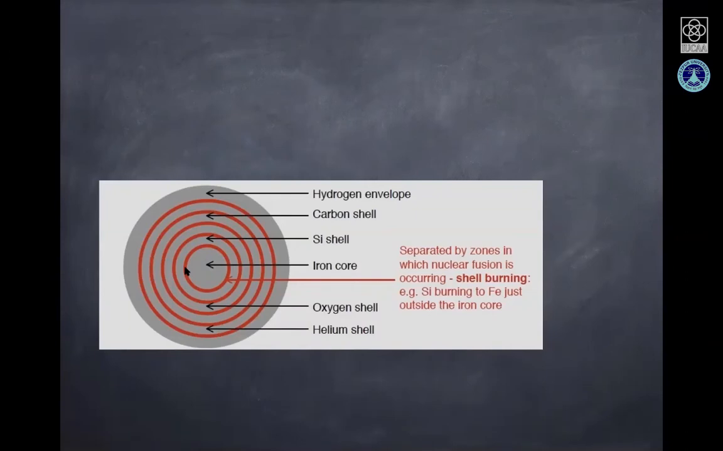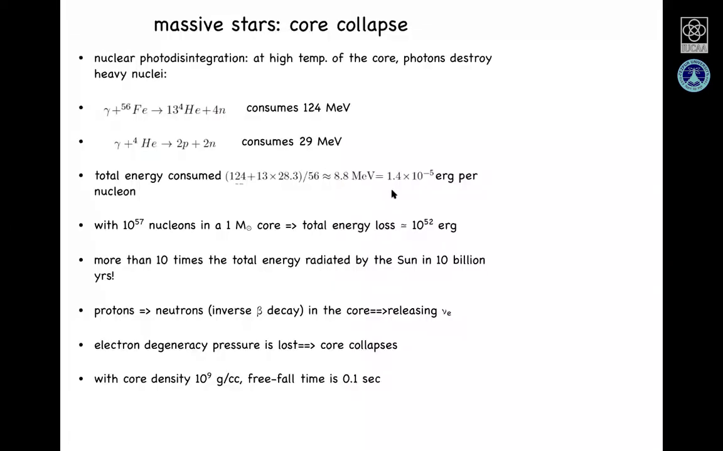Once iron is reached, fusion reaction to produce more energy is impossible, and so nuclear fusion then stops, because to go beyond iron you require energy, right? It's like an endothermic reaction kind of thing. So what happens at this point? A few things happen at this point. One is the process of nuclear photodisintegration.